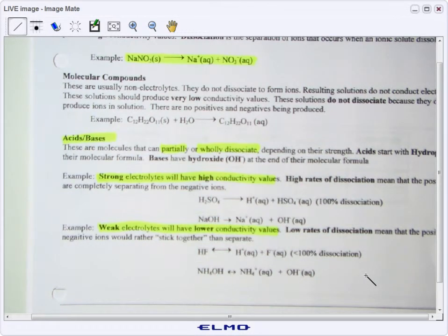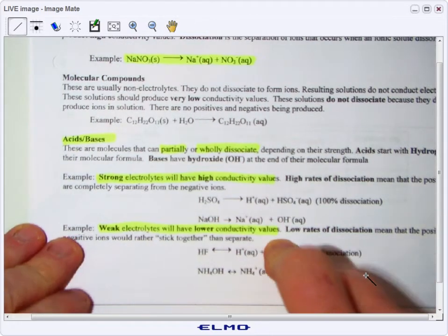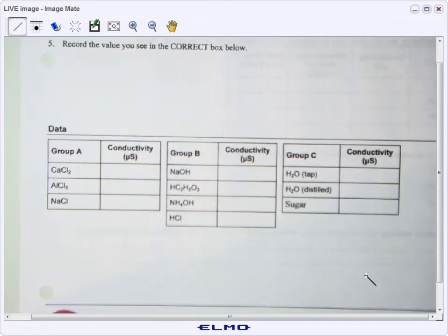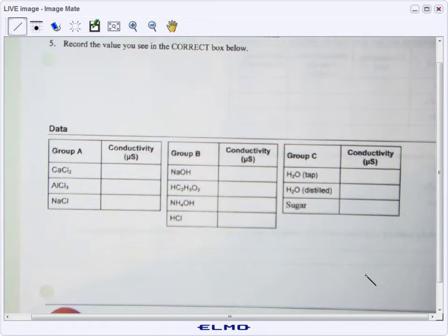Okay, and that's all we're doing today. Oh, sorry. And then the third group, the acids and bases, are your group B. Okay, so you might want to write that down. Group B is your acids and bases. I'm just trying to give you some hints so as you go through and answer the questions, you can figure your way through this.